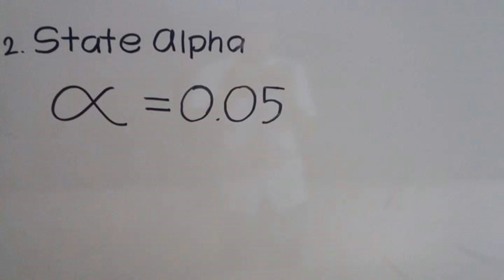Second step is to state the alpha. Our alpha is equal to 0.05, and because of the term not equal to in the alternative hypothesis, it will be two-tailed.